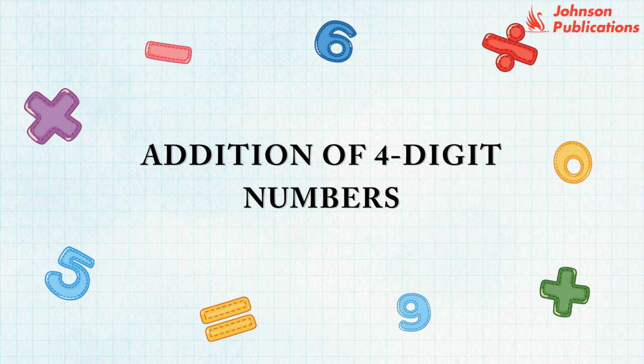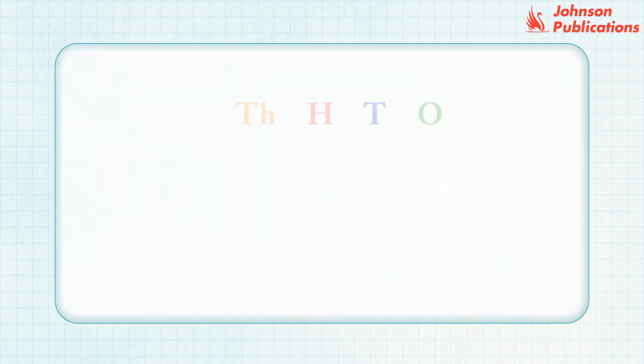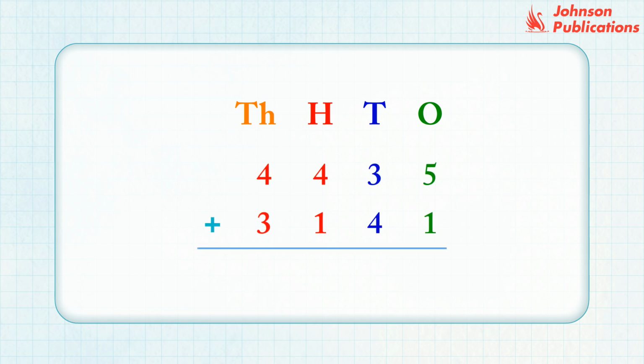Addition of 4-digit numbers. Add these numbers. Step 1. Add the ones. We get 6 ones. Step 2. Add the tens. We get 7 tens. Step 3. Add the hundreds. We get 5 hundreds. Step 4. Add the thousands. We get 7 thousands. Thus, the sum is 7576.